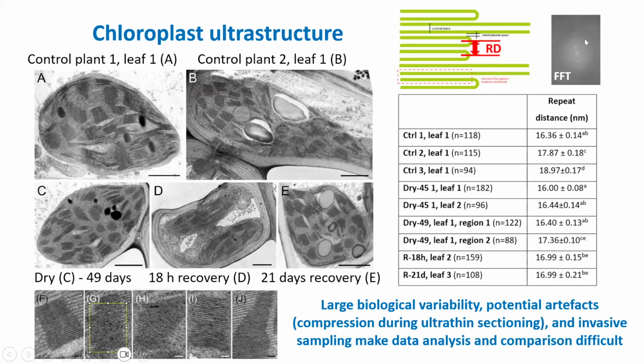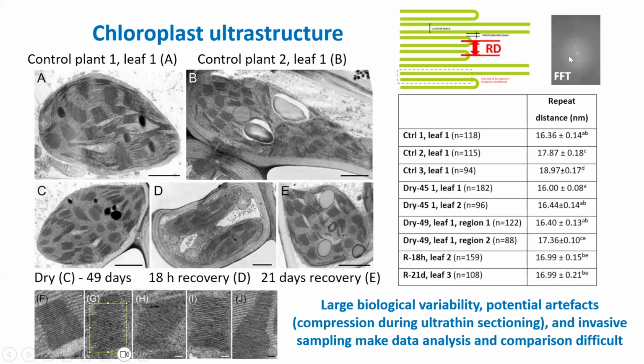And when we performed, with ImageJ, some fast Fourier transformation analysis of these grana that we could observe in the different treated leaves, we again observed a relatively large biological variability. So even among control plants, in different regions of the leaves, there were quite big differences, sometimes even differences that looked significant. And that's quite a problem when we want to analyze, compare or study how the repeat distance of these thylakoid membranes is affected.